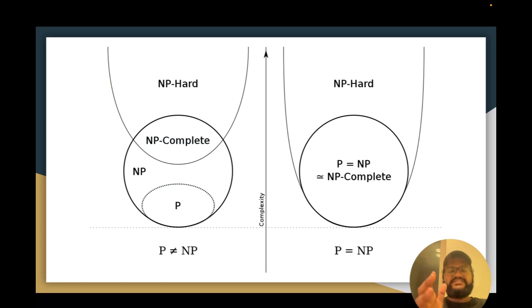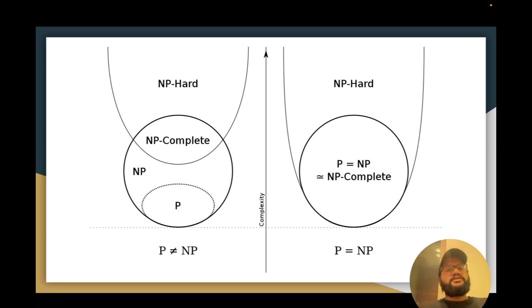Now, this is the complete Venn diagram of it. For when P is not equal to NP, this is something we'll discuss further. For now, this is a Venn diagram where NP-complete problems are a subset of NP problems, and P problems are also a subset of NP problems. So P problems can be solved in complexity of less than exponential, that is obviously polynomial. And NP-complete problems are somewhat related but are also NP problems.